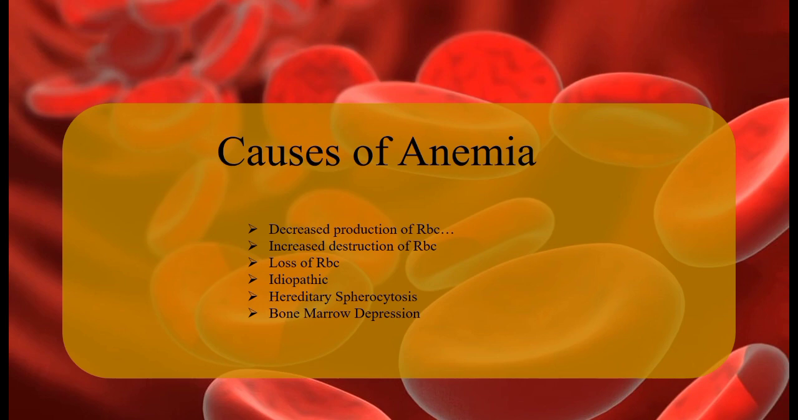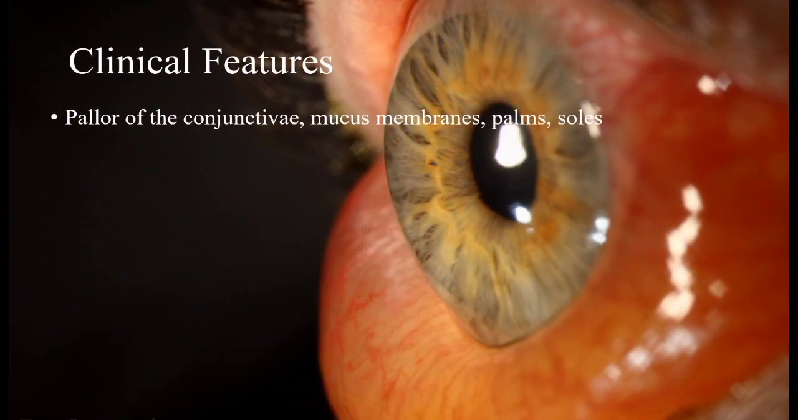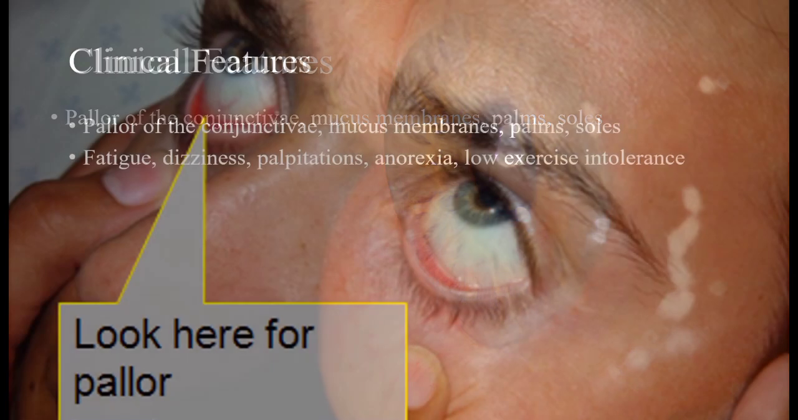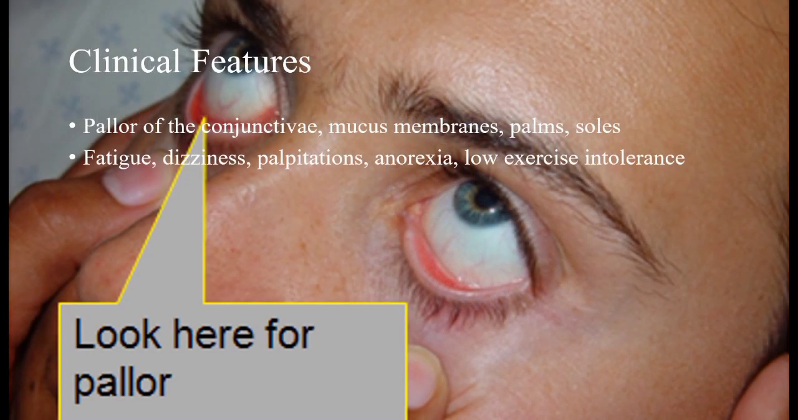Clinical features. Please take note of the illustrations in the background. Of course, some of them they show. Let us start with clinical features. We have what we call pallor of the conjunctiva, or the mucous membrane, palms and soles. Of course, we have fatigue. It's also another clinical feature. The patient will come with dizziness, palpitation, anorexia, low exercise intolerance. There are signs of heart failure if severe.